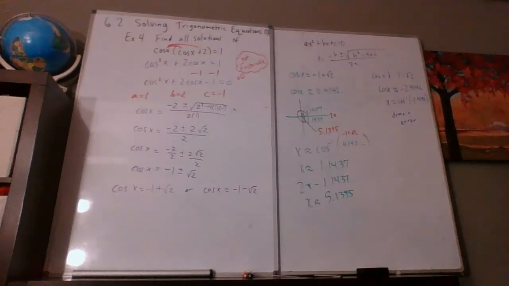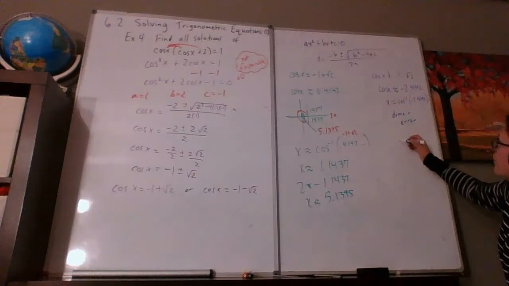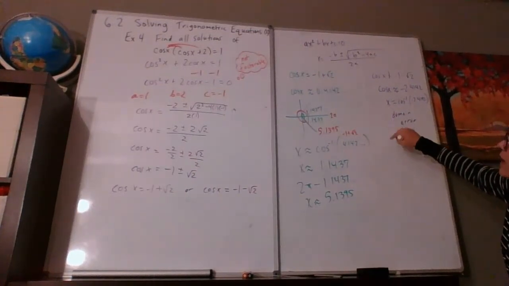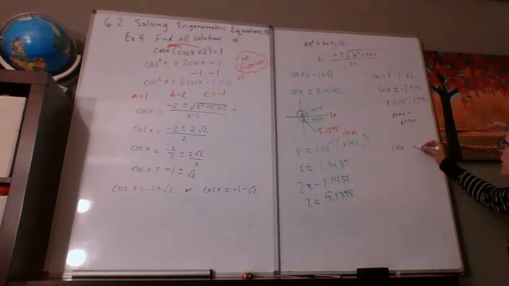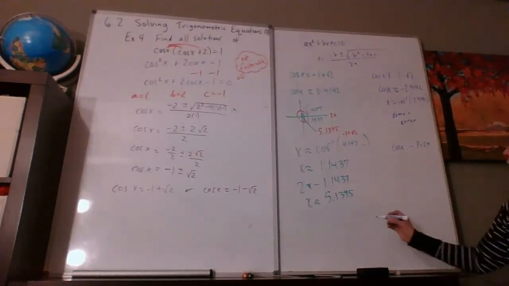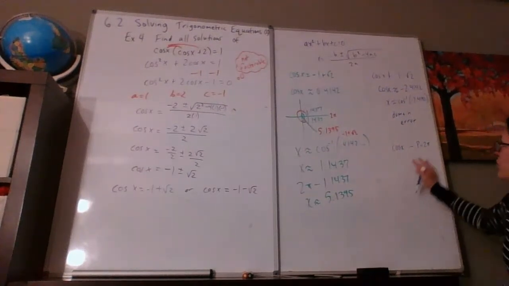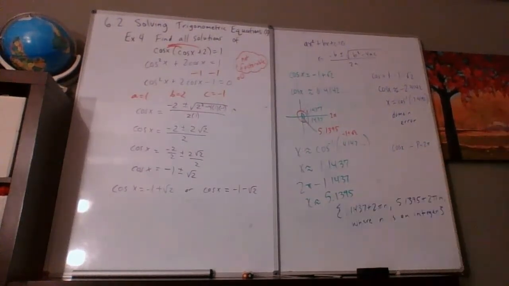Now we have to find the general form. Remember, we need to find the period of our function. So cosine x has a period of 2 pi. Therefore, when we go to write our general form, we write each solution plus 2 pi n. Therefore, our general solution is 1.1437 plus 2 pi n, or 5.1395 plus 2 pi n, where n is an integer.